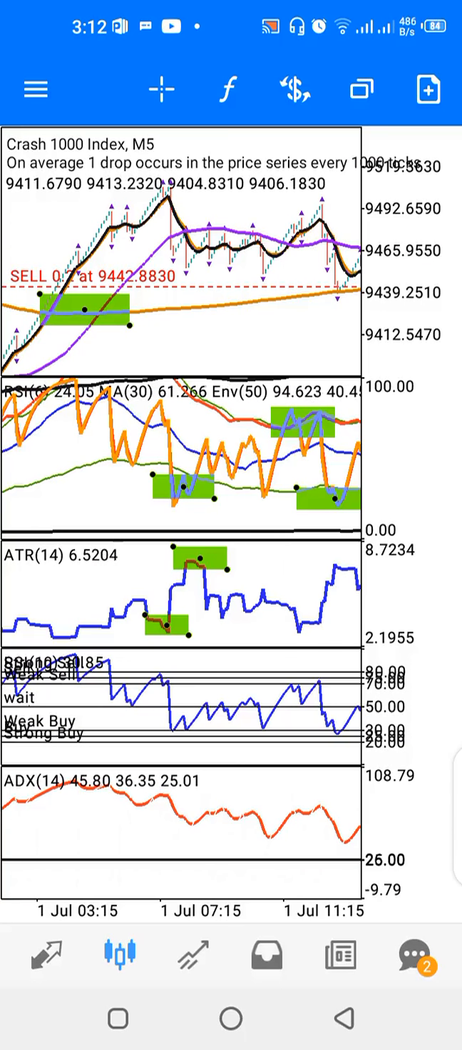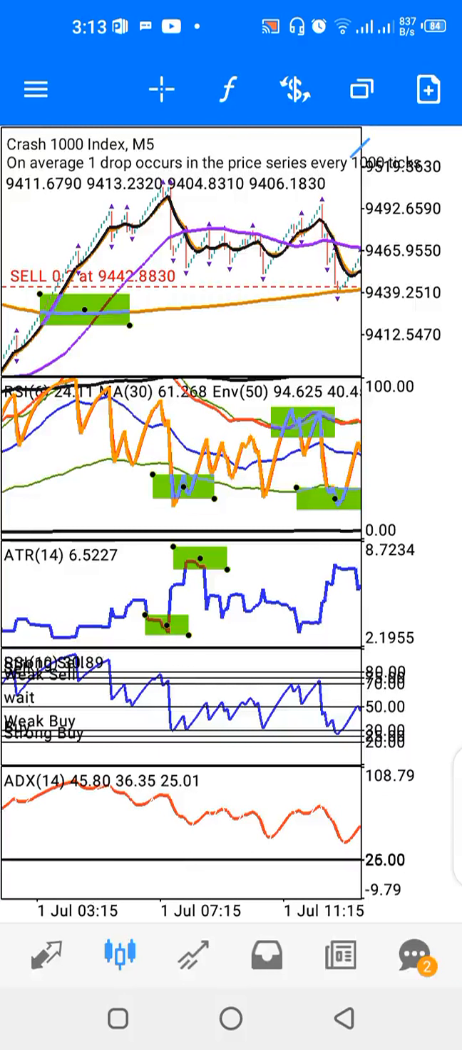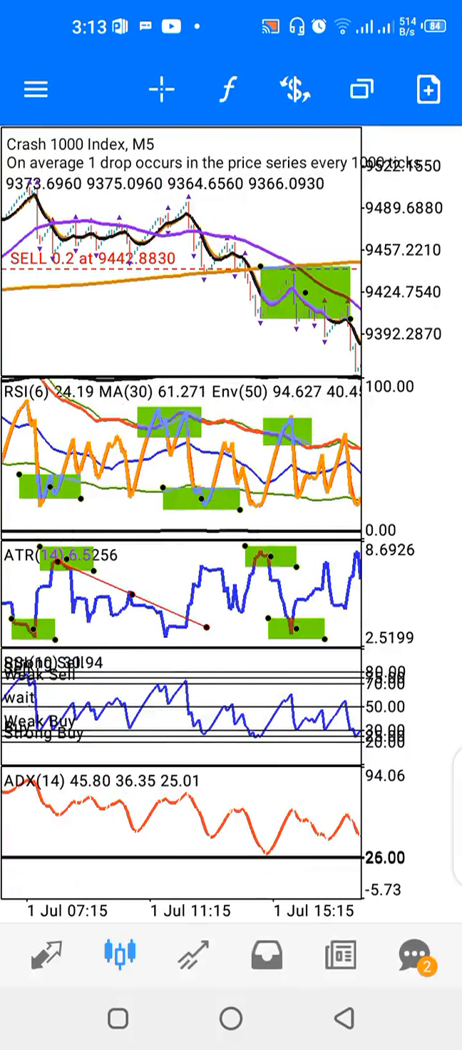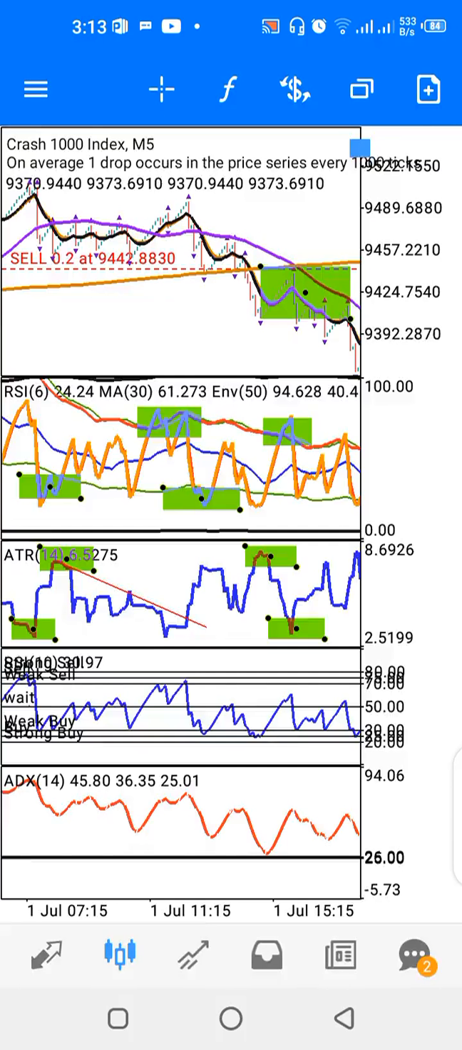You can always use the trend line. You can plot your trend line like that. Then when the RSI line breaks completely above the trend line, that's when it starts to turn up.